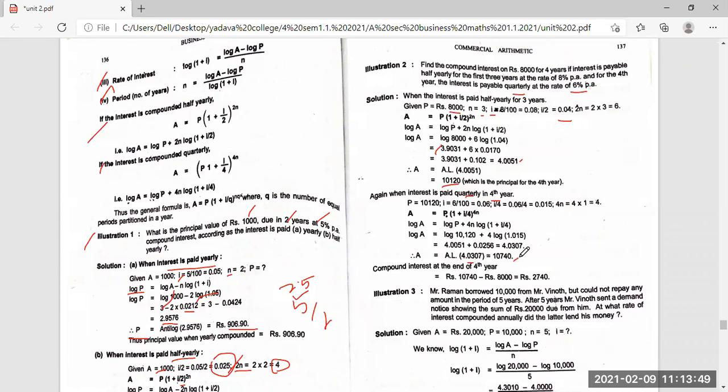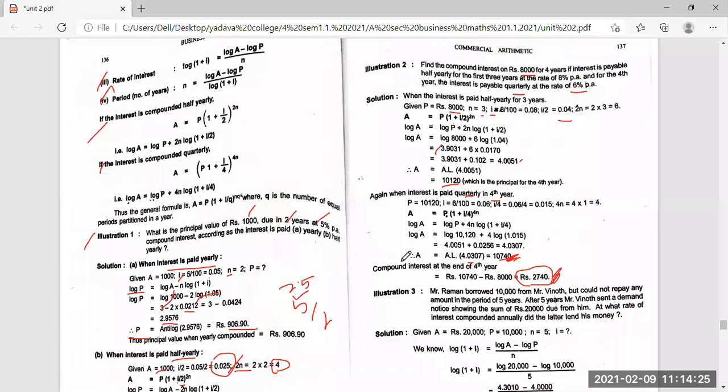The antilog is 4.0307, so the antilog is 1074. When we subtract the principal from this fourth year amount, 2,740 is the compound interest. So in the antilog amount, the actual principal amount is 8,000, and if we subtract that, you will be getting the compound interest. Do you have any doubts in this? Only if you know the log formula can you do this. If you are not able to do this formula, you cannot do this.